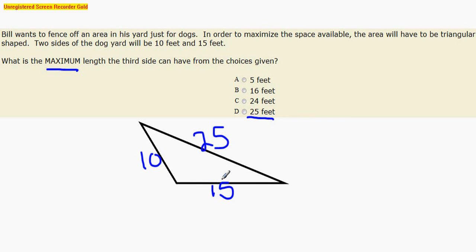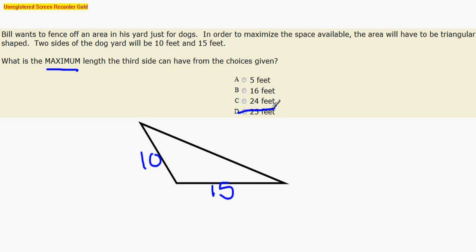So 10 plus 15 is 25. Is 25 bigger than 25? And the answer is no. It's equal to, but it's not bigger. So that cannot form a triangle. It's got to be bigger. It can't be equal to or smaller than. So that is not my triangle. So let's get rid of 25. That's not the answer.